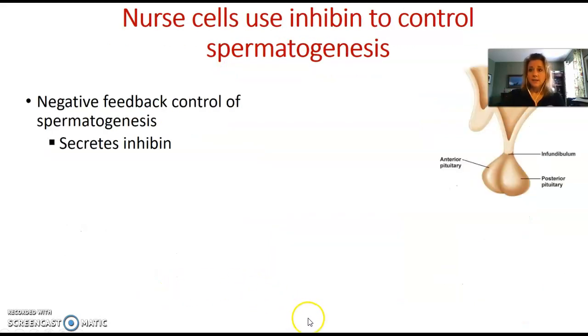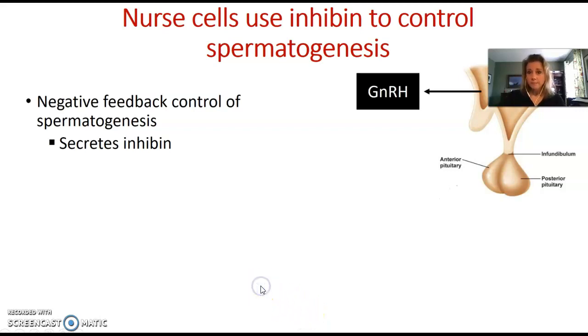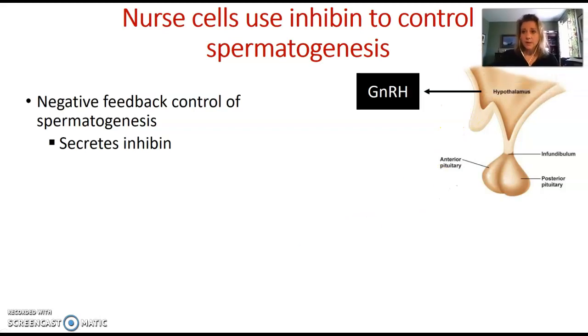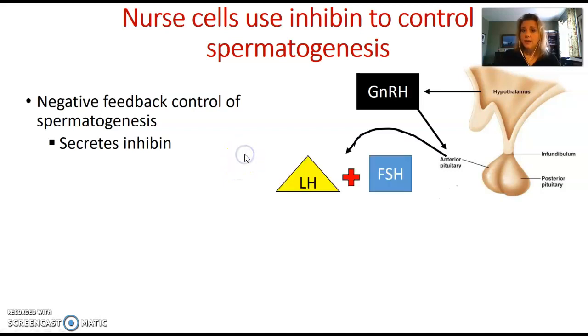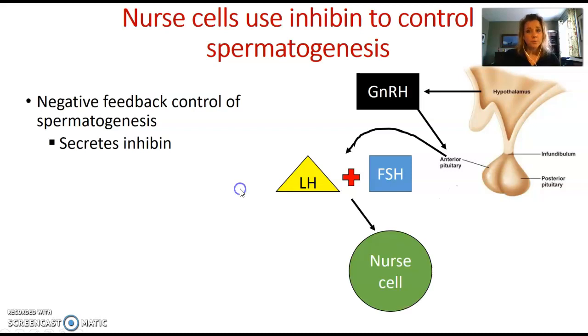All right, so as I said, the nerve cells are going to secrete inhibin. So let's take a look at that process right now. We're just going to start at the beginning. We're going to talk about the hypothalamus, which is releasing GnRH, which is gonadotropin releasing hormone. Guys, this should be review from our endocrine unit. Gonadotropin releasing hormone from the hypothalamus is going to stimulate the release of LH, luteinizing hormone, and FSH, follicle stimulating hormone, from the anterior pituitary.